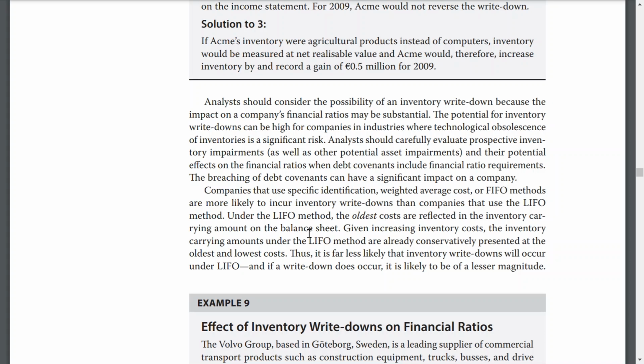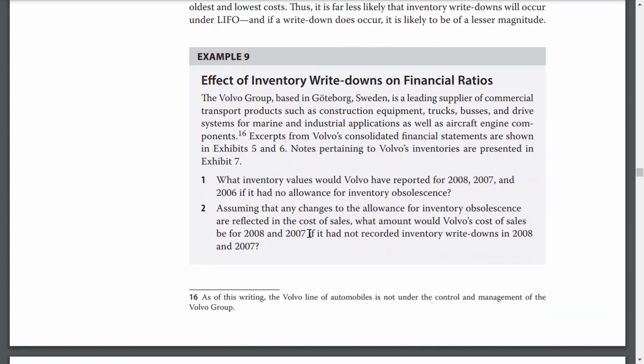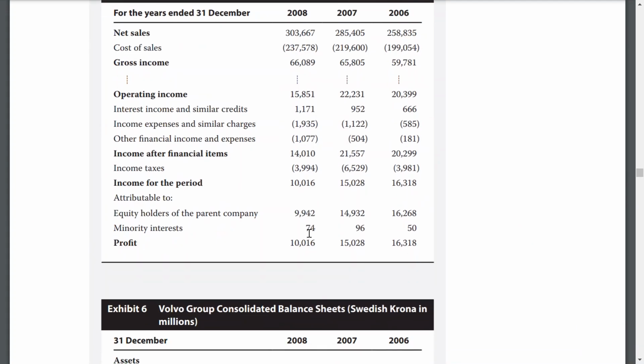Companies that use specific identification, weighted average cost, or FIFO methods are more likely to incur inventory write-downs than companies that use the LIFO method. Under the LIFO method, the oldest costs are reflected in the inventory carrying amount on the balance sheet. Given increasing inventory costs, the inventory carrying amount under LIFO is already conservatively presented at the oldest and lowest cost. Thus, it is far less likely that inventory write-downs will occur under LIFO, and if a write-down does occur, it is likely to be of a lesser magnitude.